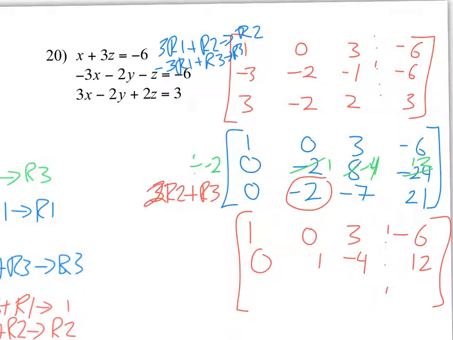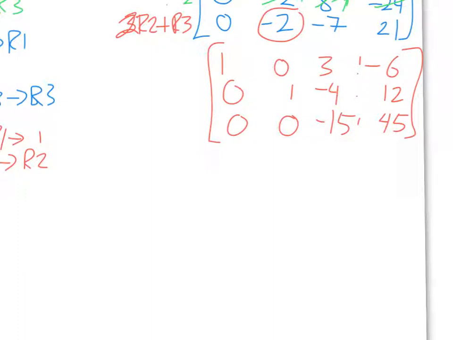And then we've got 2 plus negative 2 is 0. We've got negative 8 plus negative 7 is negative 15. And we've got 2 times 12 is 24, plus 21 is going to be 45. Okay, similarly to what we just did, if I divide everything in this row, at the bottom row now, by negative 15, that gives us positive 1 and negative 3.